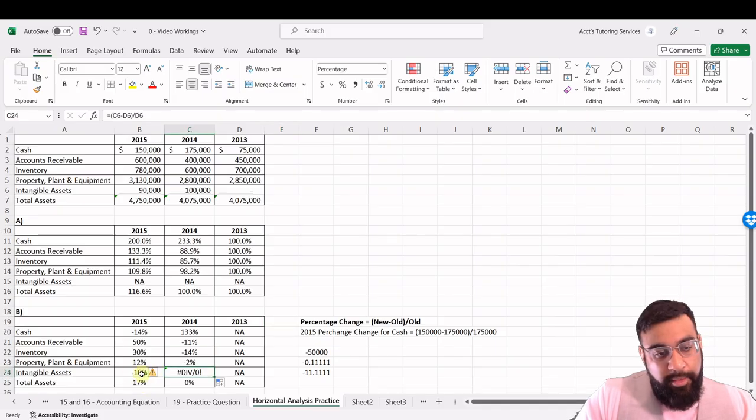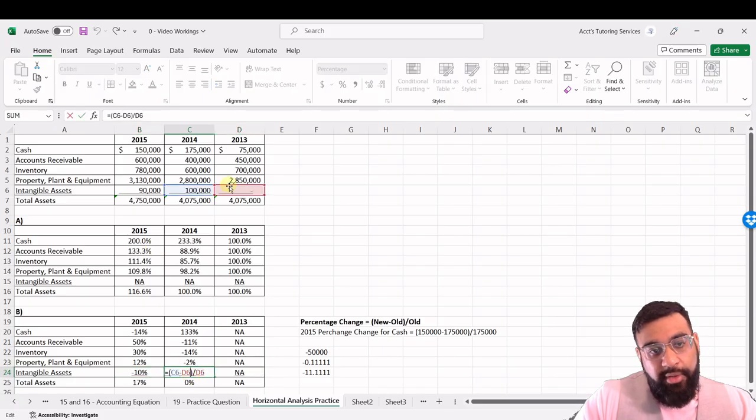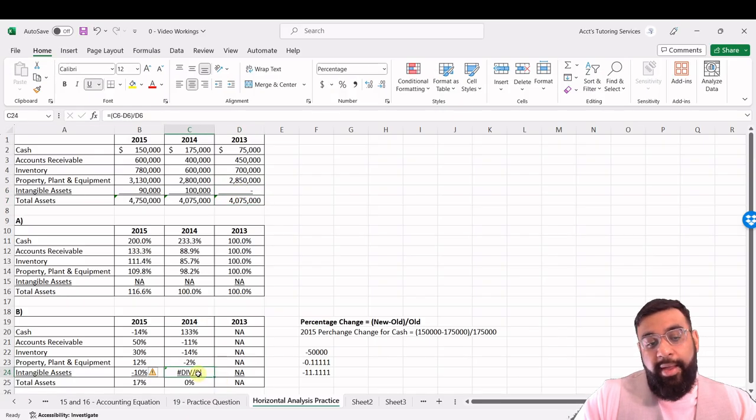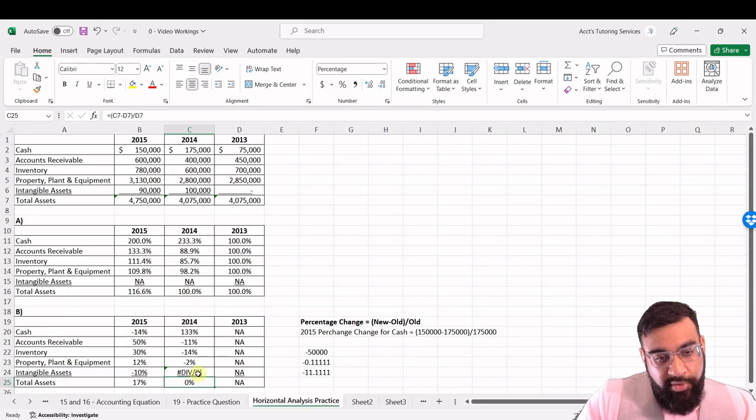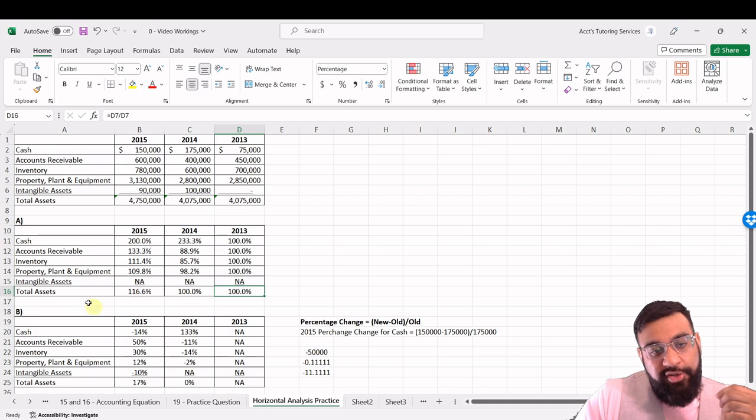So I'm just going to input the numbers right away, right? As you can see, for intangible assets, this formula cannot run because this is essentially 0, right? So Excel won't let you do that, correct? So 100,000 minus 0 divided by 0 is going to be not available as well.